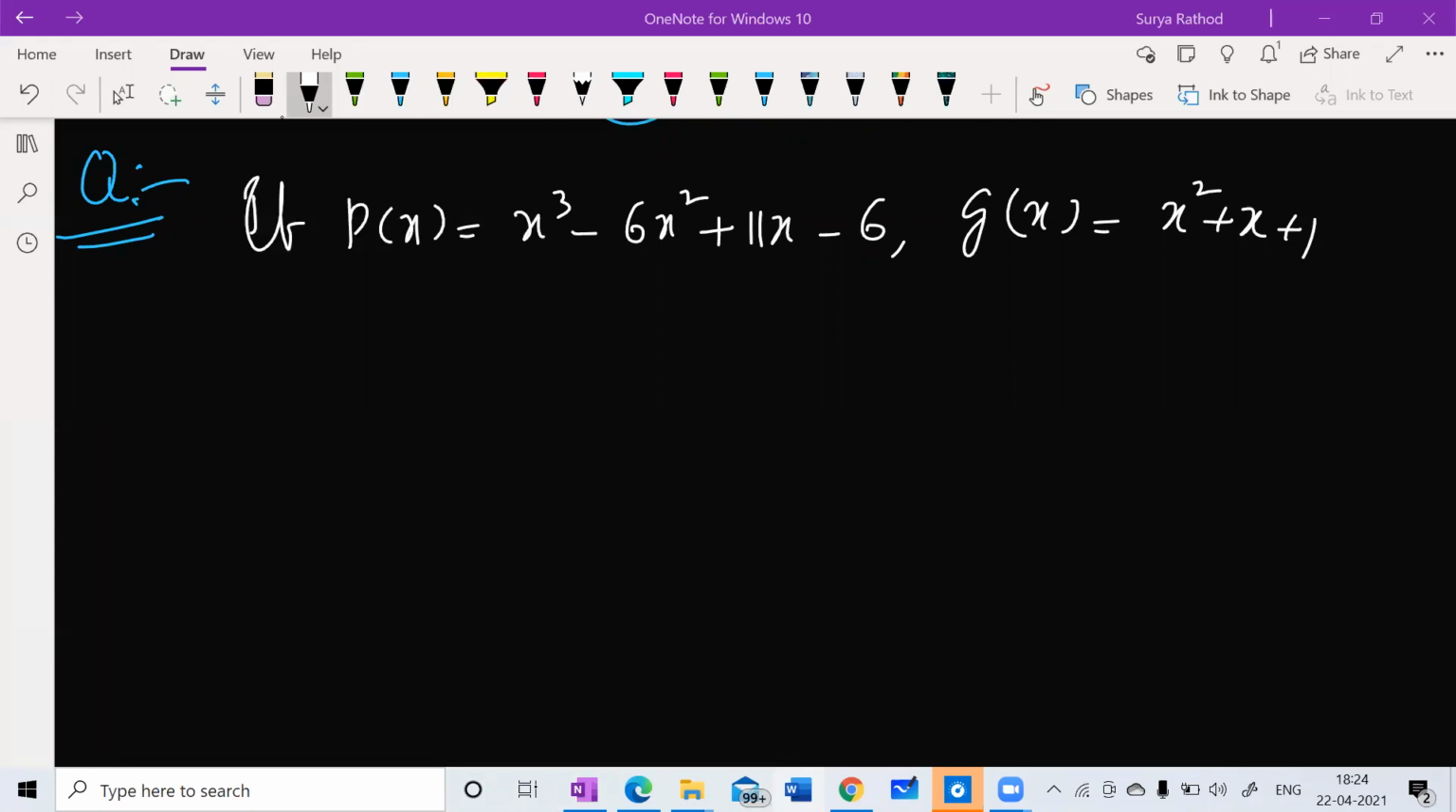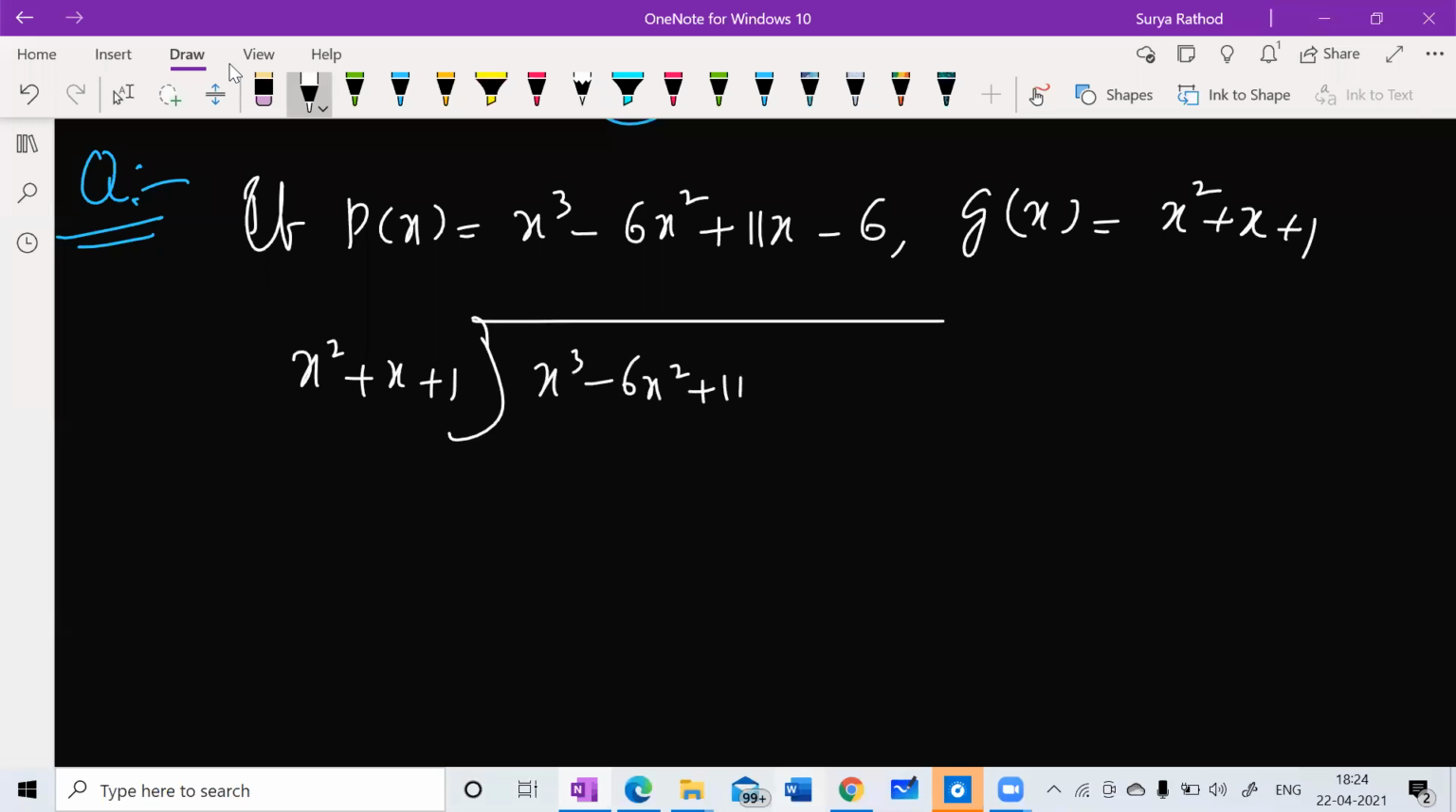Make it fast. Let me discuss this. Look at this here. Very big question. X square plus x is my divisor. What is my dividend? X cube minus 6x square plus 11x. Sir, I sent now, sir. Very good. Ananya, you are right. Ananya has the right answer.